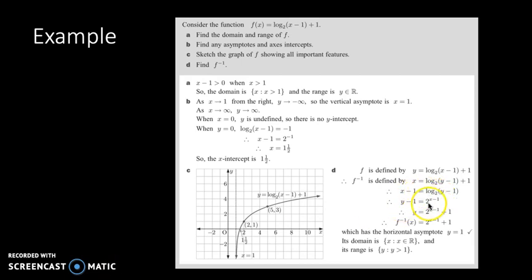Using our laws of exponents, we're going to get rid of this log base 2 here, and instead the 2 from here is going to be to the power of x minus 1, so that gives us y minus 1 equals 2 to the power of x minus 1. We're then going to move the 1 back onto the other side so that we solve for y. And once we do this, we find that the inverse of our function is 2 to the power of x minus 1, plus 1.